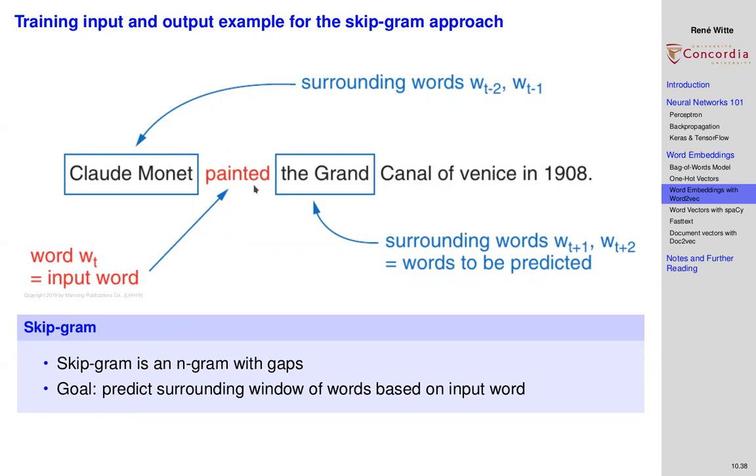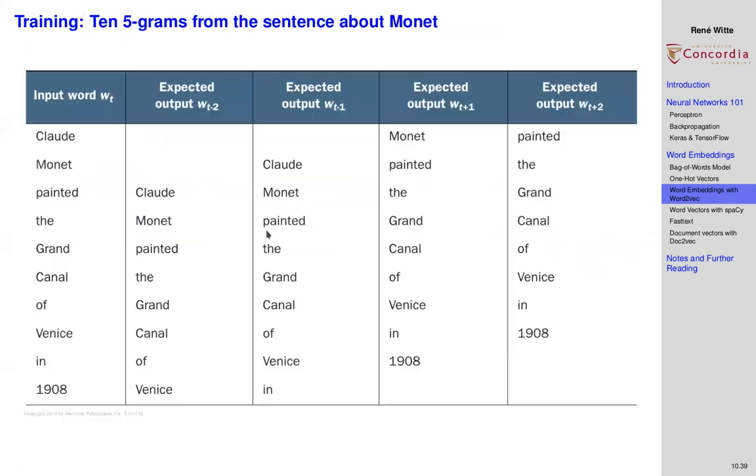So we are feeding in painted, and we want to predict the surrounding words. So when the word is painted, we want to predict Claude Monet, the Grand. And for example, if the input word is the, we want to be able to predict Monet painted Grand Canal, and so on. So the goal is to predict the surrounding words of a given window. In this example, the window is 2, based on the input word.